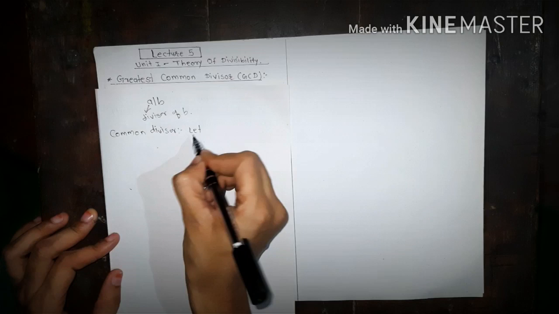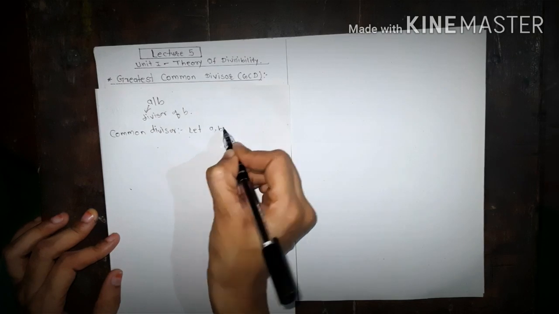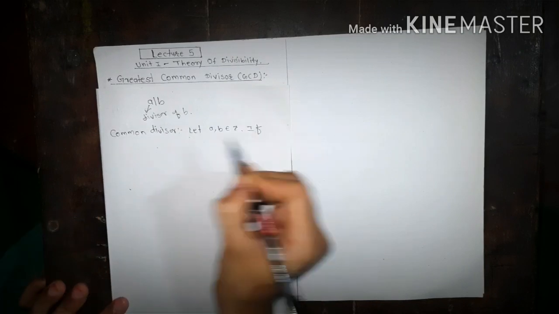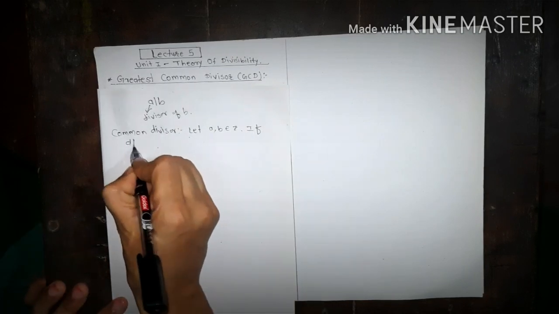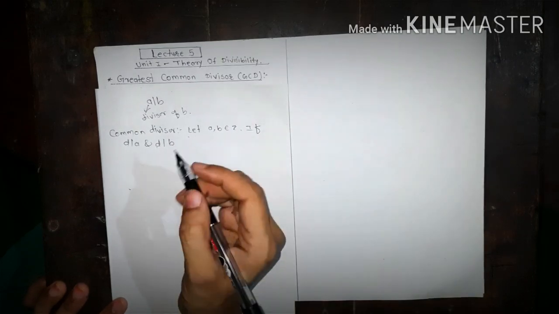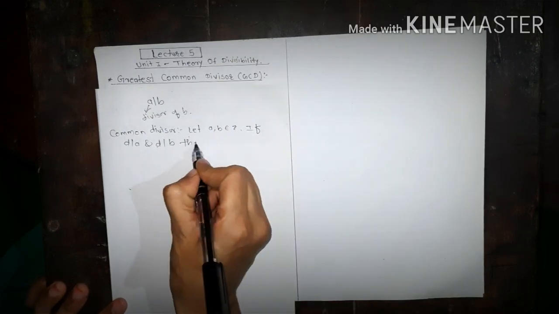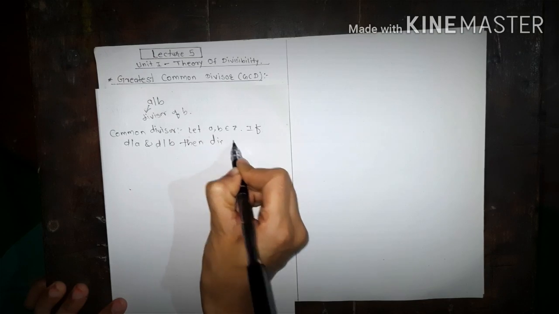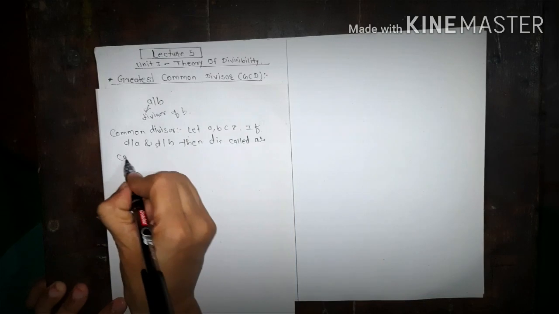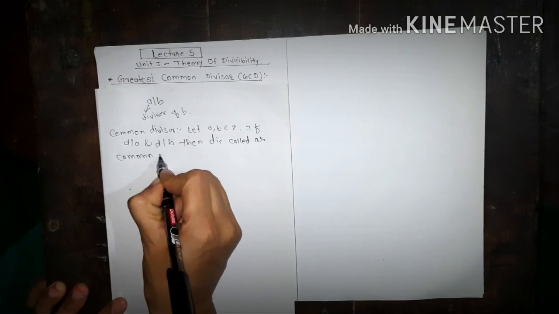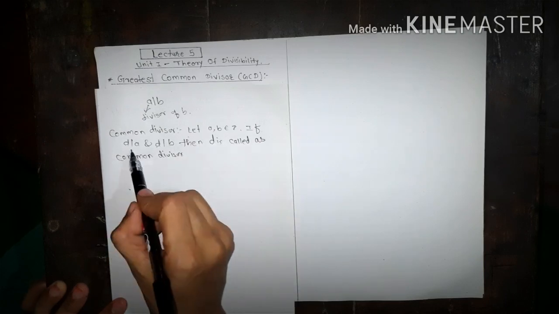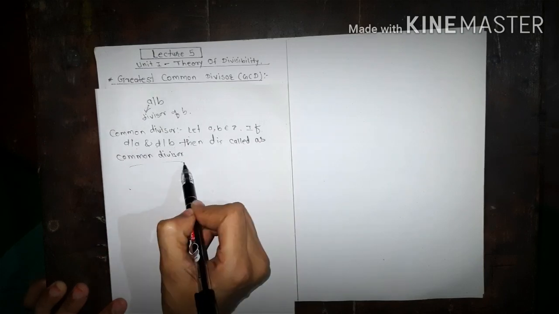Let a, b be any two integers. If d divides a and d divides b, then d is called a common divisor. That is, the number which divides both a and b is called a common divisor.